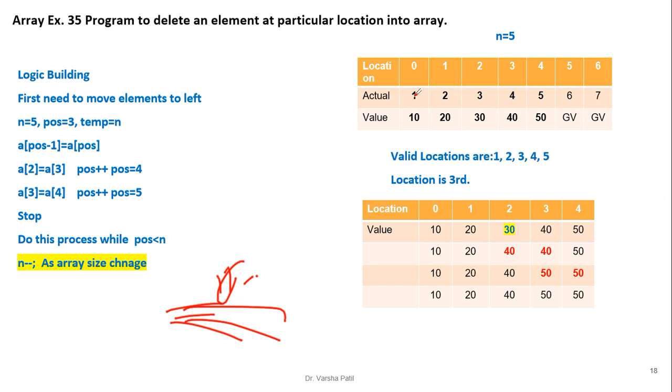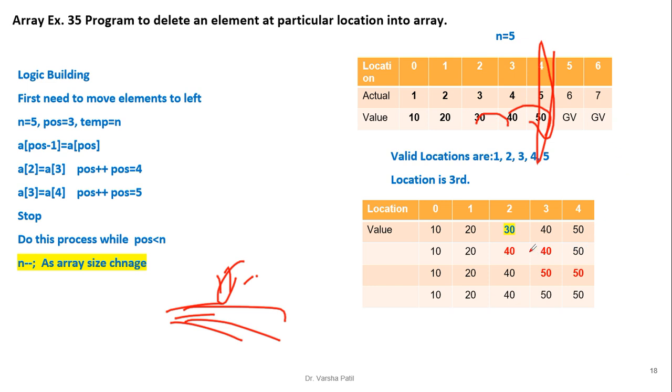Now see, these are the 5 elements stored in an array. Actually in the array they are stored from 0 to 4, but what is the valid location from the human point of view? 1 2 3 4 5, and for that we have stored these values. Now we want to remove the element 30. So what we are doing, we are moving this 40 element first here, then we are moving the 50 element to this place, and after that we decrement the size of the array. So this is nothing but the procedure.